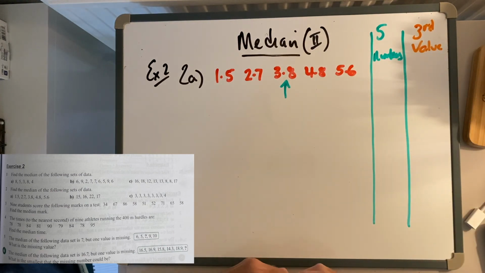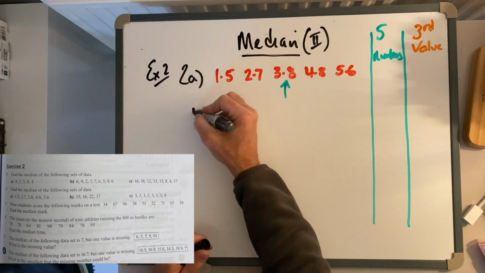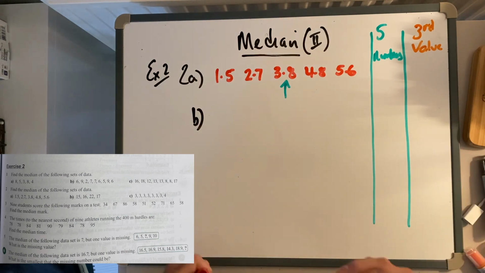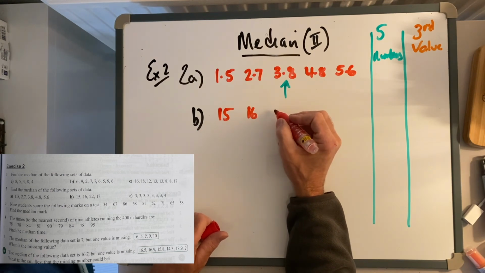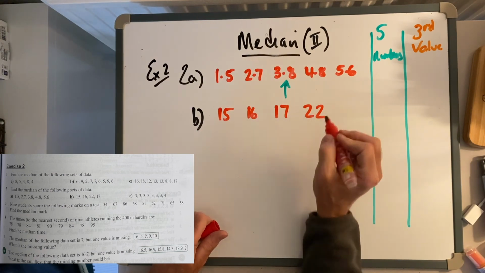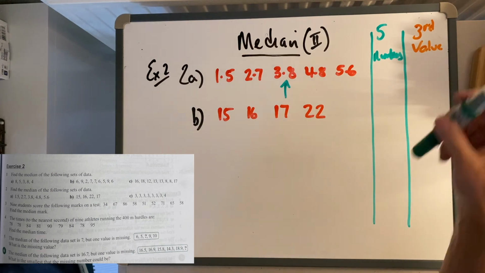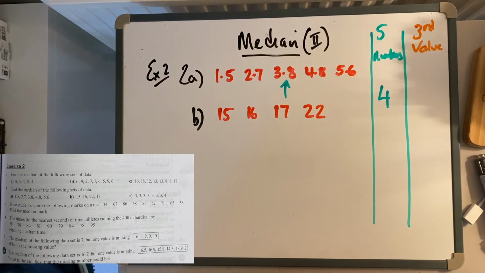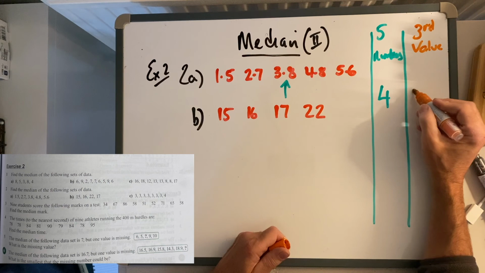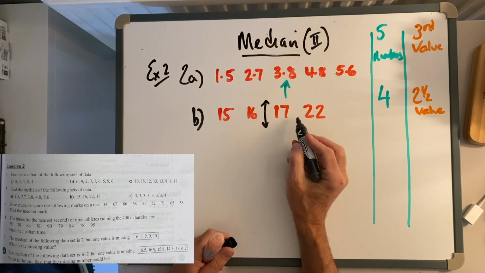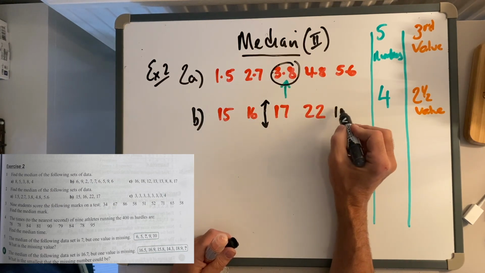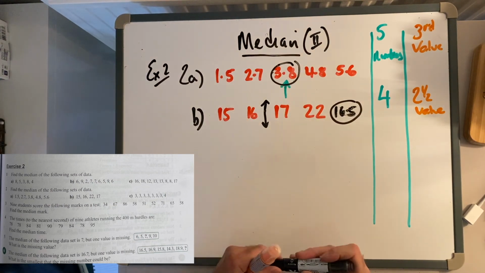Okay, let's look at the next one, 2b. And 2b says, nice and straightforward, 15, 16, 22 and 17. That's a bit sneaky, so make that 15, 16, 17, 22. So here I have 4 numbers, and I wonder if you can work out the value. It's the 2.5th value. What it means is it's between these two here. Our answer is going to be 16.5, because that's halfway between the two.